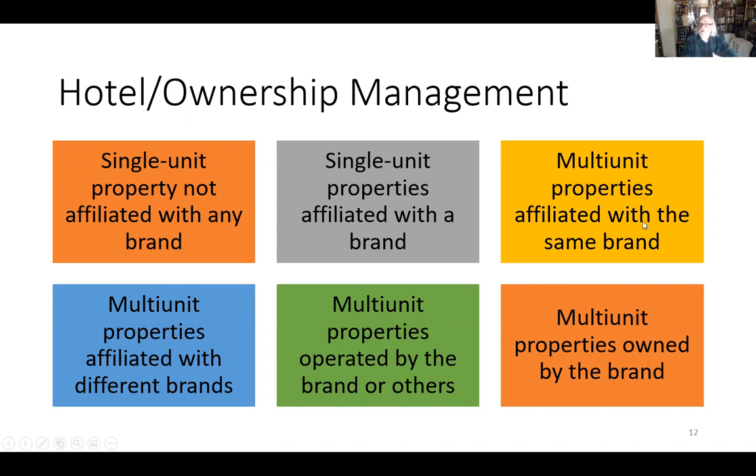Then we start to get into all the various combinations of multi-unit properties. Multi-unit properties that are all part of the same brand, or you could have ownership where they own many properties, but they're not all from the same brand. They're from different hotel companies.